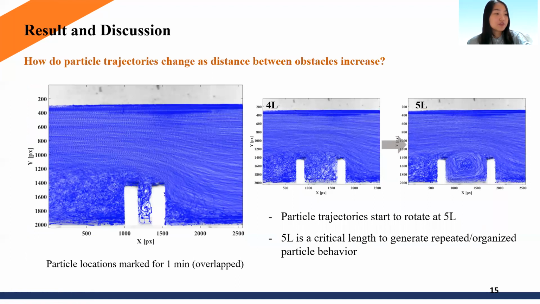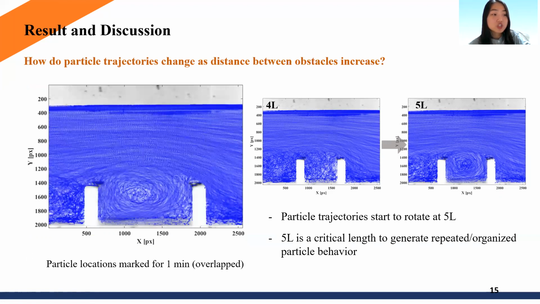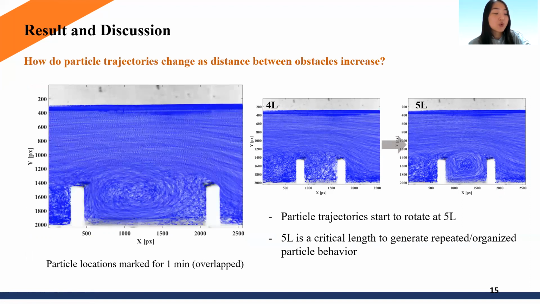So we'll first start with PTV results. This slide shows you particle trajectories during 1 minute overlapped on one image for each obstacle spacing case. As the distance increases, the shape of trajectories changes, and when the spacing is larger than 4 times the length of the obstacle, a circular shape starts to emerge. At closer obstacle distances, particles show random behaviors rather than having repeated trajectories. This could imply that there is a critical value of distance to generate strong flow structures and affect particle motion.